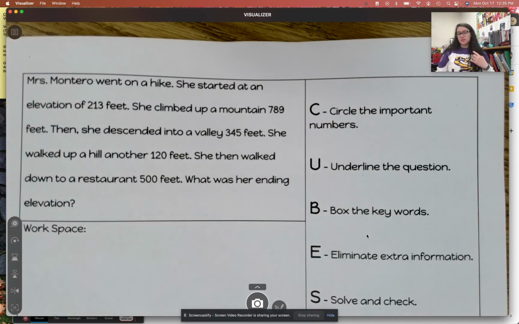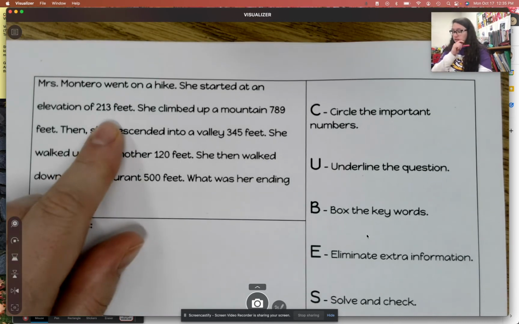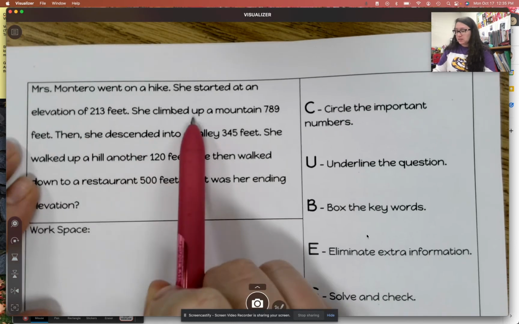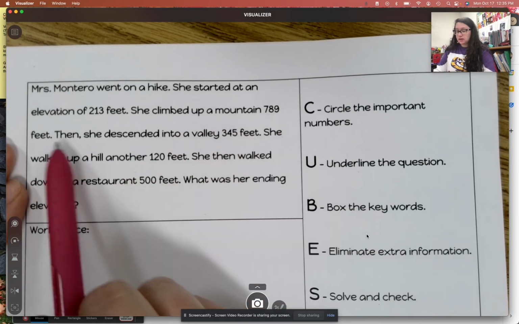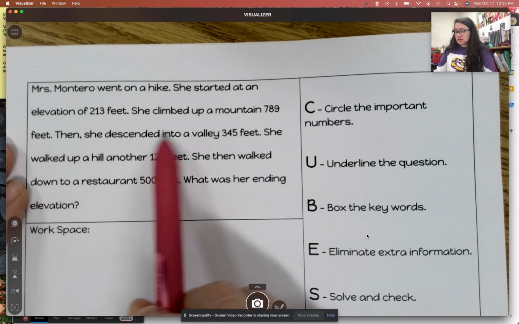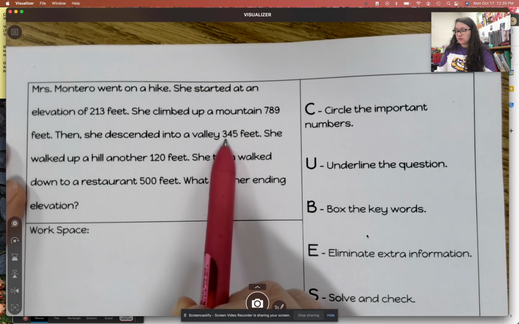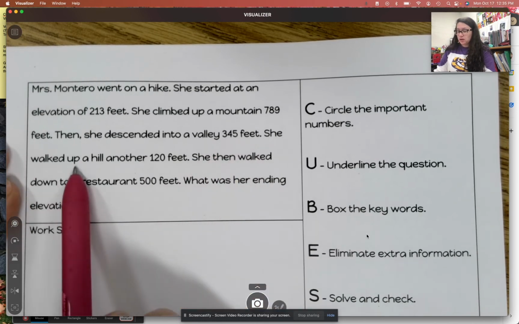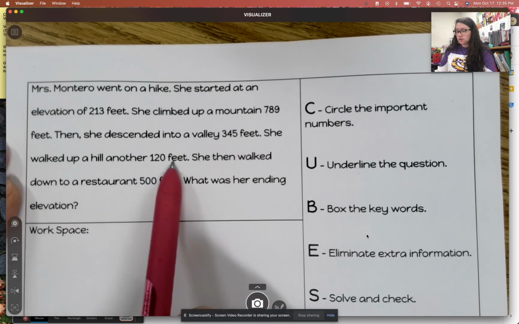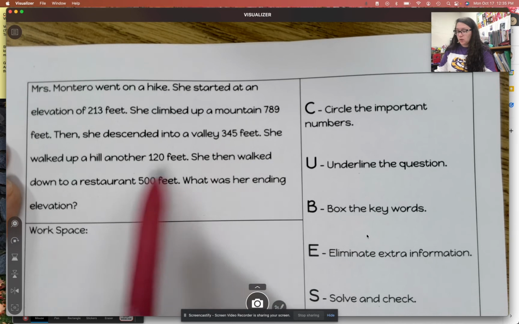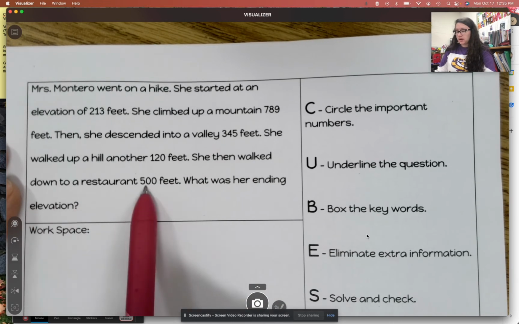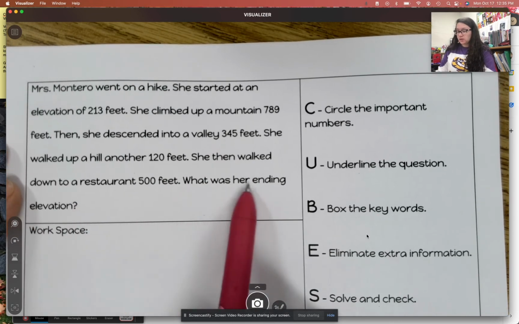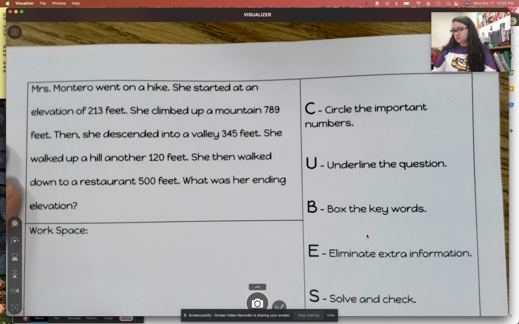So this one says Mrs. Montero went on a hike. She started at an elevation of 213 feet. She climbed up a mountain 789 feet. Then she descended into a valley 345 feet. She walked up a hill another 120 feet. She then walked down to a restaurant 500 feet. What was her ending elevation?